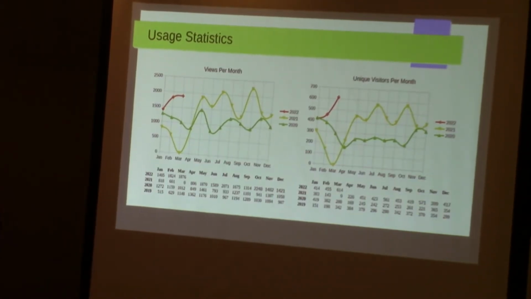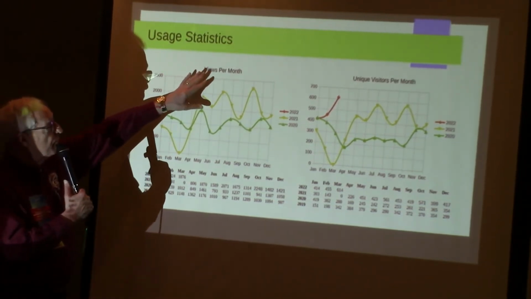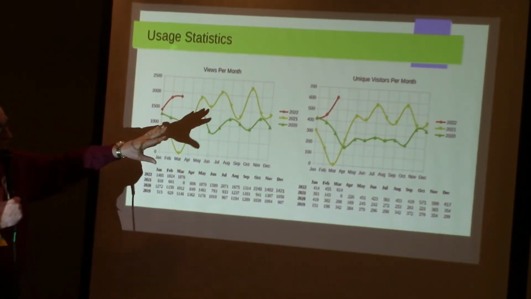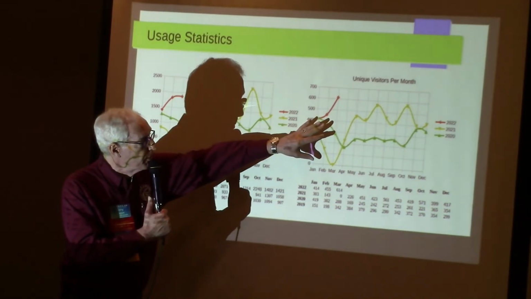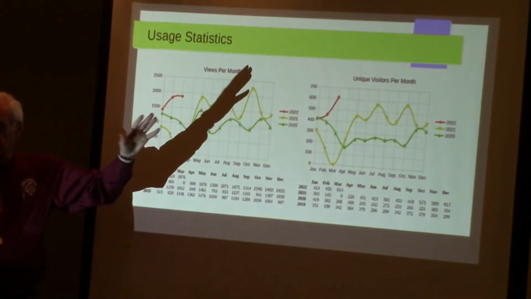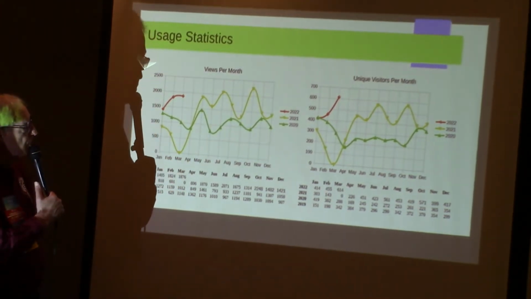So I'm not going to bore you with really explaining this chart, but this just shows the views per month, which is the number of times somebody hit one of our pages, and the unique visitors per month is the number of individuals who visited without counting how often they may have visited. It's just the number of unique visitors that we had.